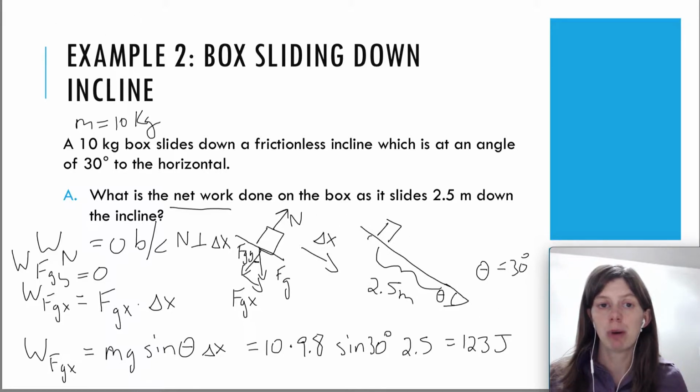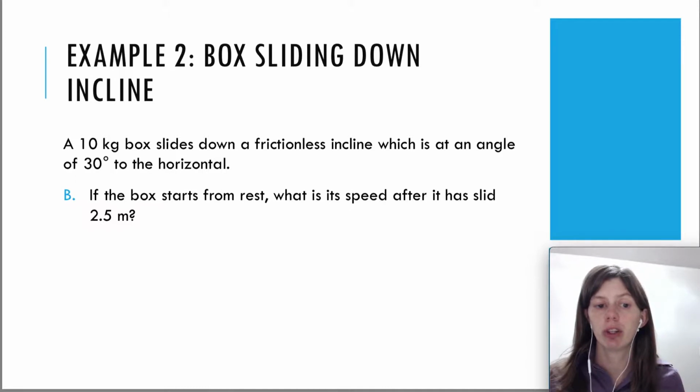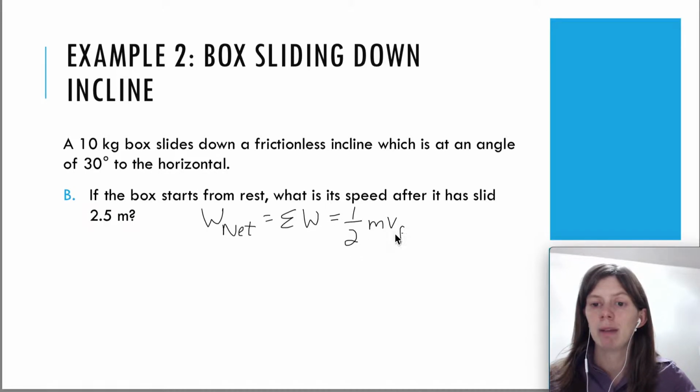So there's one more part to this example. Part B says if the box starts from rest, then what's the speed after it has slid those 2.5 meters? You may think, oh no, now we have to go back and deal with forces and kinematic equations, but this is where the work kinetic energy theorem comes into play. We learned that the net work, which we can call W net, or sometimes you'll see it written as network like this with the summation symbol, is equal to the change in kinetic energy, 1/2 mv squared minus 1/2 mv initial squared.